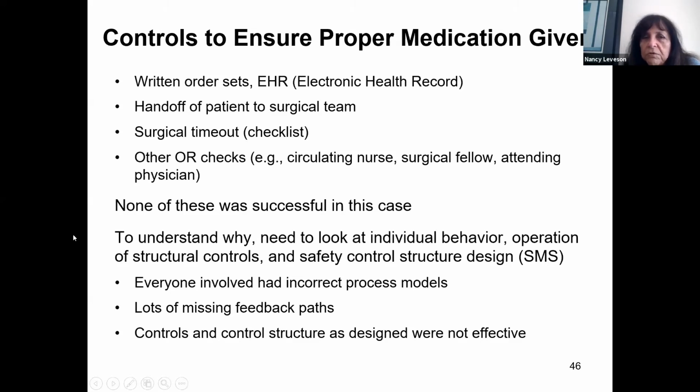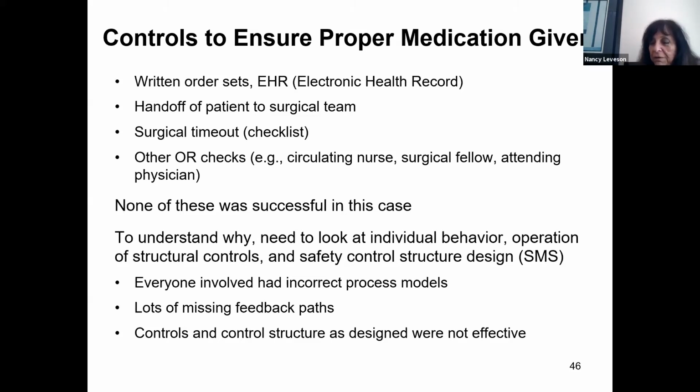So what we have to do is not figure out who did what and who's guilty, but understand why those controls weren't effective. To do that, we need to look at both individual behavior, the operation of the structural controls in general, and the operation of the entire safety control structure, the SMS that I talked about yesterday. Turns out everyone involved had incorrect process models. So for example, they thought the meds had been given and the immunosuppressant had been given when it hadn't.